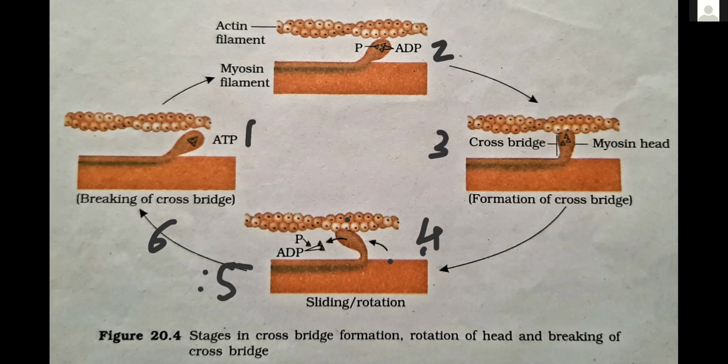Next, ADP and phosphate get released from the cross bridge. And 6, a new ATP molecule binds to the cross bridge and this leads to the release or breaking of the cross bridge. The cross arm separates from the thin filament. Shreya, repeat 4, 5, 6.